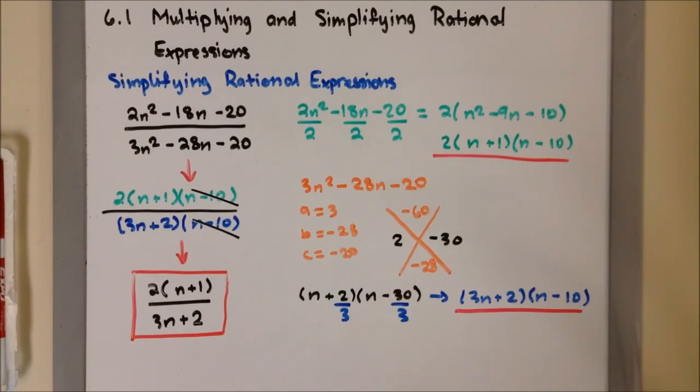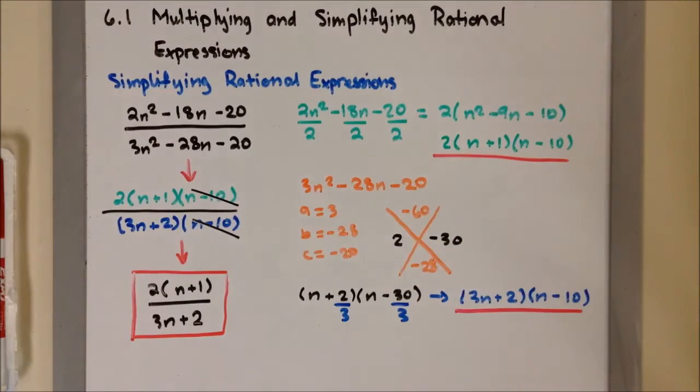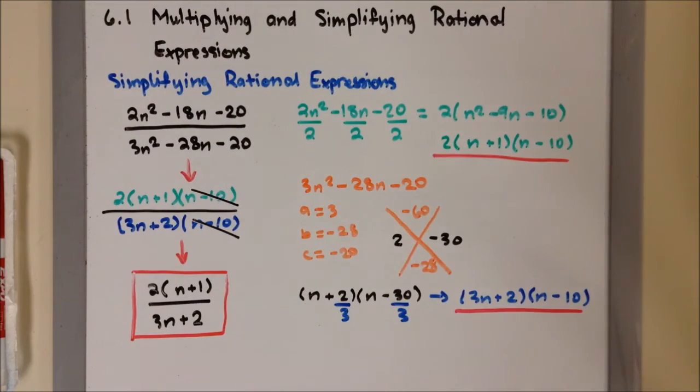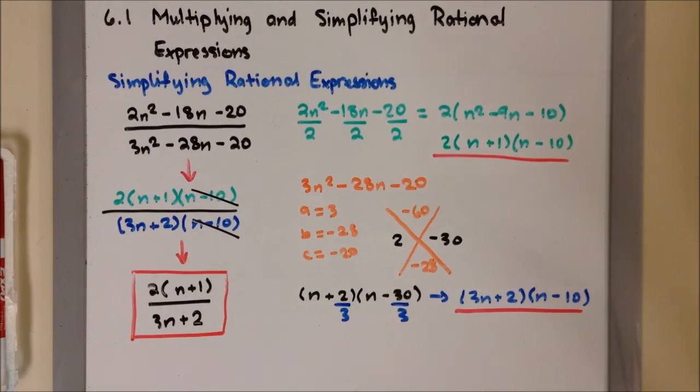So here, in this example, I basically had to factor the trinomial in the numerator and in the denominator. In the numerator, I didn't write out the whole process because it's very easy to factor n squared minus 9n minus 10. In the denominator, I did write out most of the work and ended up with 3n plus 2 and n minus 10. That is expected when you are working out these types of problems: you write out the whole process, work it out, and make sure you double check your answers, and then bring it back into the fraction and simplify to get your final answer.